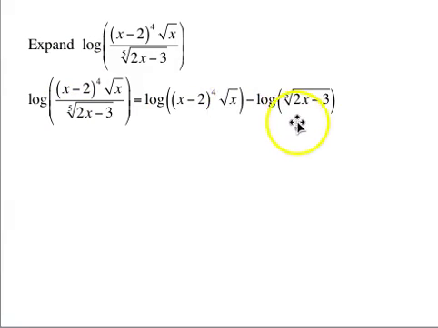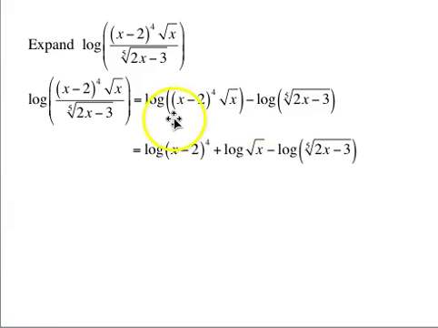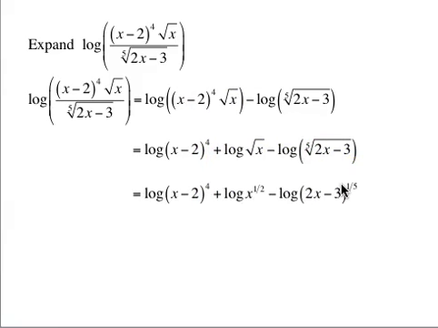Square root of x is x to the 1/2, and 2x minus 3 to the 1/5 power represents the fifth root of 2x minus 3. Also recognizing the log of the product is the sum of the logs. So the log of x minus 2 to the fourth times root x is log of x minus 2 to the fourth plus log root x, minus this piece, log of the fifth root of 2x minus 3. Rewriting these things, square root of x is x to the 1/2. Fifth root of 2x minus 3 is 2x minus 3 to the 1/5 power.